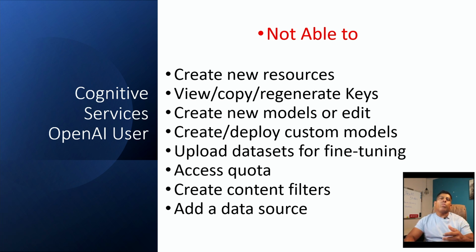So if you're doing your own programming through Python, you need both. You need the endpoint and you need the key. So by having this permission, you're not going to be able to get the key. You're not going to be able to regenerate keys. You're not going to be able to create new models or edit models that are created already. You cannot create or deploy custom models. You're not able to upload data for fine-tuning, which is setting those boundaries that I was talking about. You're not able to access quota information. You're not able to create content filters. You're not able to attach a storage account or add a data source. So a lot of things that you're not able to do as a Cognitive Services OpenAI user.